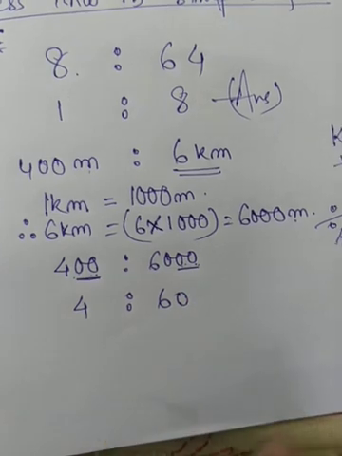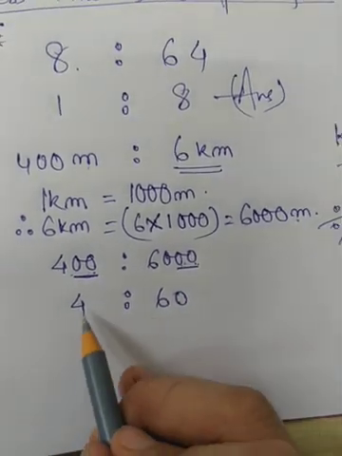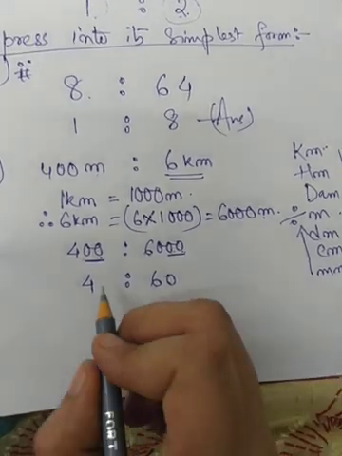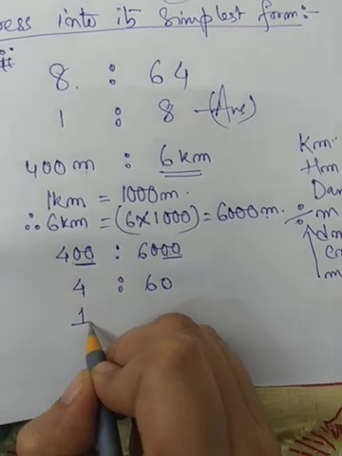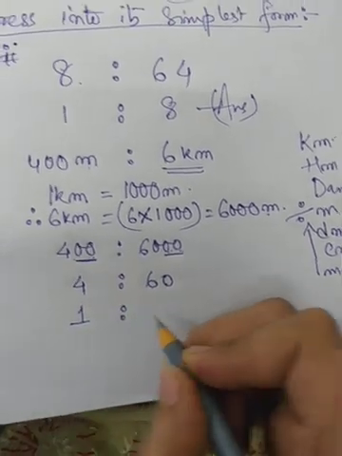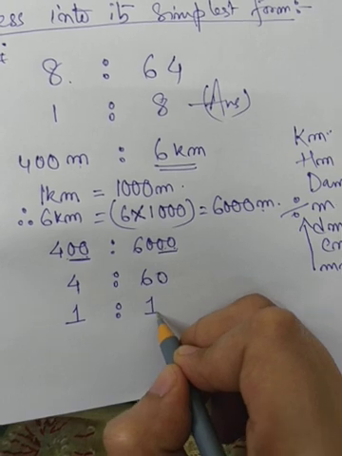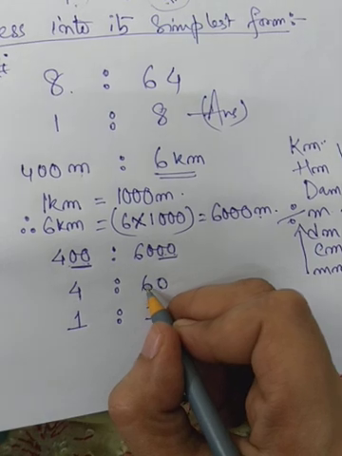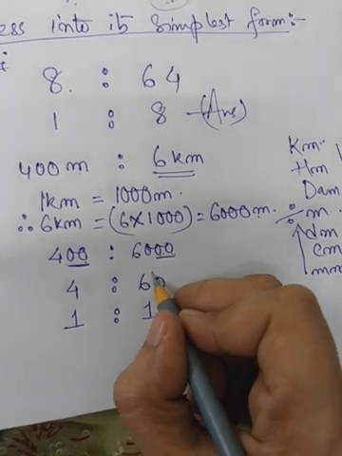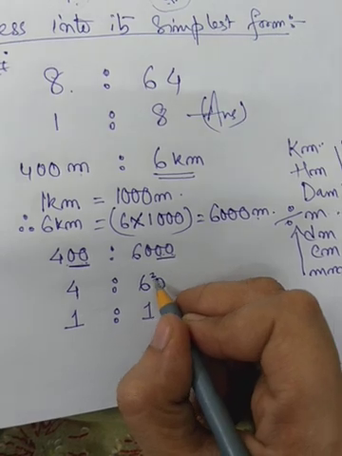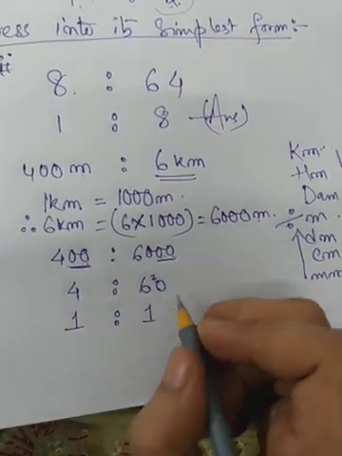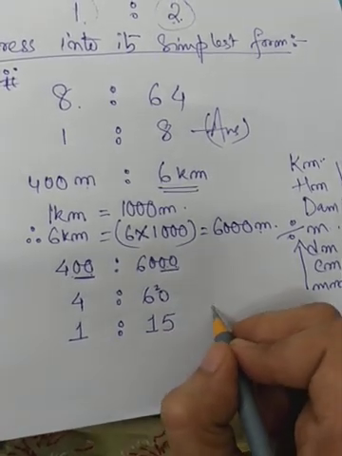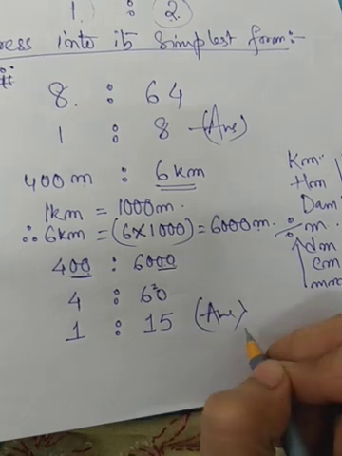Clear? Now I have to see a common term with which both can be divided. Both terms can be divided by 4. See how: 4 ones are 4, so I will put 1 over here. Here 4 ones are 4. If I subtract 4 from 6, I will get 2, which makes it 20. So 4 how much is 20? 4 fives are 20. So 1:15 is the answer. Clear?